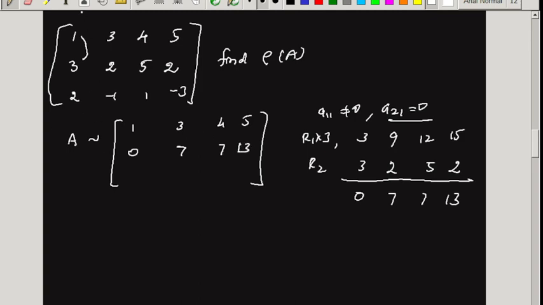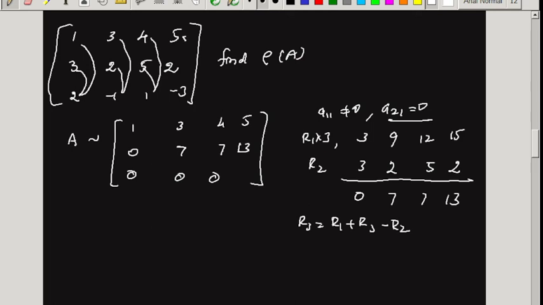For this one, R3 becomes R1 plus R3, then we subtract R2. So here 1 plus 2 is 3, 3 minus 3 is 0. Similarly 3 minus 1 is 2, 2 minus 2 is 0. 4 plus 1 is 5, 5 minus 5 is 0. 5 minus 3 is 2, 2 minus 2 is 0.